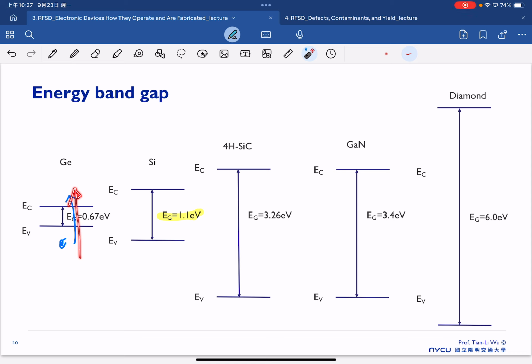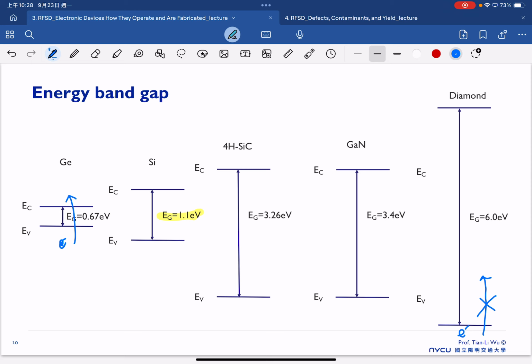On the other hand, if we have another extreme material, for example diamond, diamond has a very wide band gap, as you can see from here to here. So that's an extremely large band gap. So electrons here likely have no chance to move from the valence band to the conduction band. That means diamond has a low leakage current.